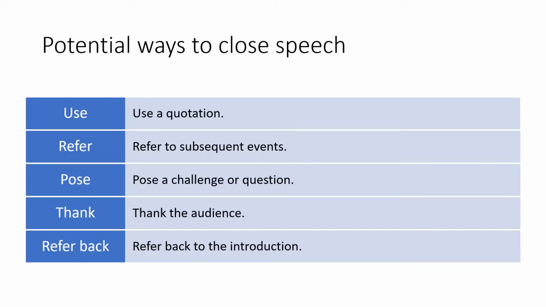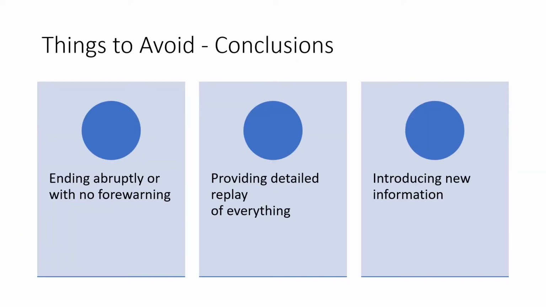So what are some ways to close your speech? You could use a quotation. You could go back to the beginning of your speech. You can thank your audience, but I want you to do a little more than thank your audience. You can pose a challenging question. So think, the next time that you drink that bottle of water, right? Or you can refer to subsequent events.